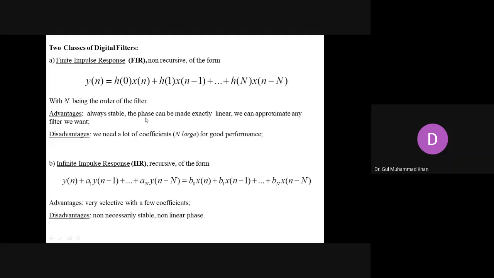Second thing is the phase is linear. That means all the frequency signals are delayed by exactly the same amount. They're going to feel the same way, right? So that means we can approximate any filter we want. The disadvantage is that it needs a huge number of coefficients to get a better response.